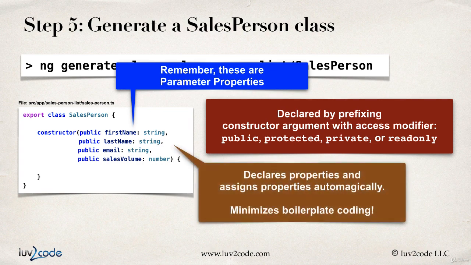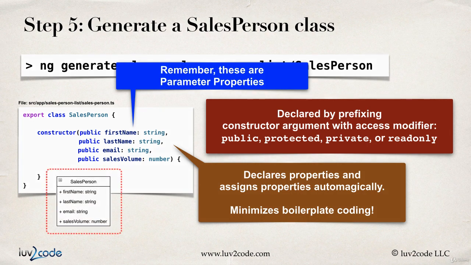Now remember, with parameter properties, it actually declares the properties and assigns the properties automatically. It minimizes the boilerplate coding that you'd have to do for setting up a constructor. So in the bottom left, here's the UML for the salesperson. So we have these 4 properties here: first name, last name, email, and sales volume.